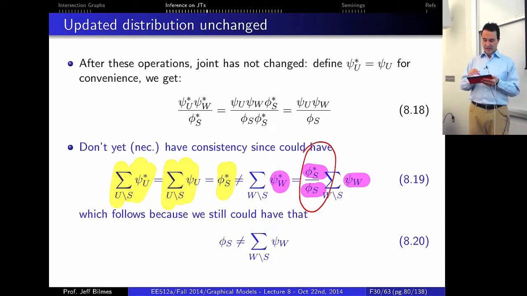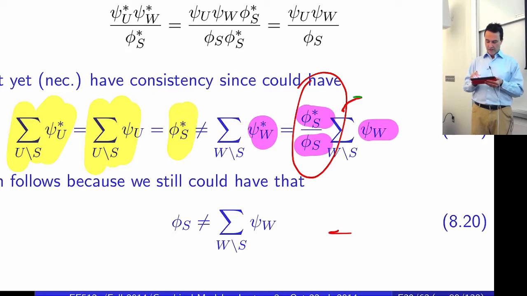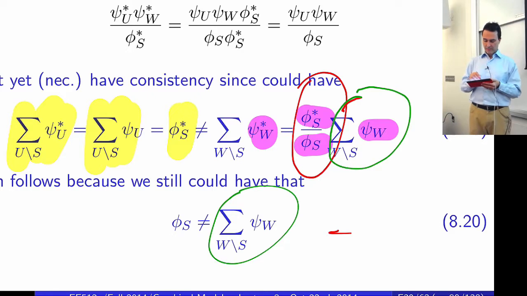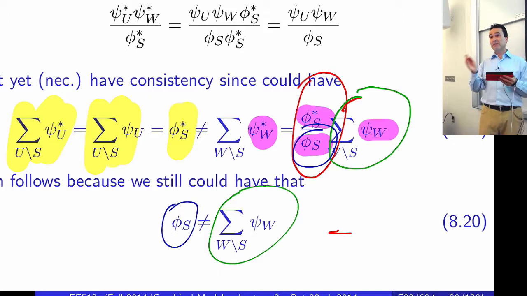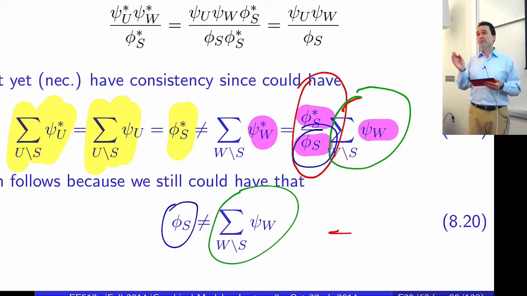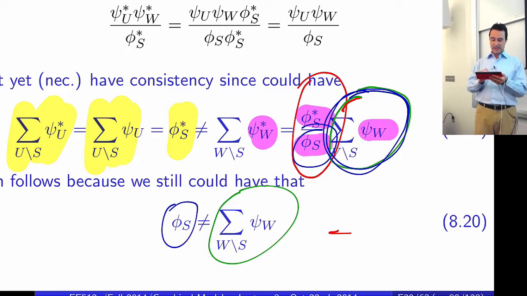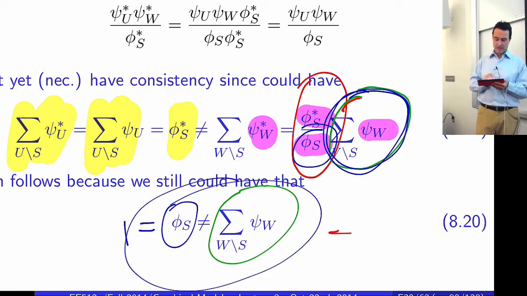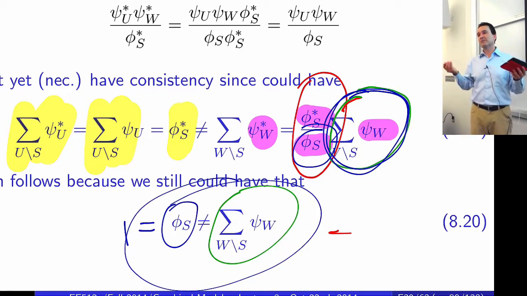But this term here is not necessarily equal to this, meaning that those two green things, this corresponds to this, and this corresponds to this. It's not necessarily the case that phi sub s is equal to the sum of the old potential function at w. In fact, we initialized phi sub s equal to 1, so it would be almost extraordinarily strange for this to be an equality. And that would be the thing necessary for us to have achieved true marginals, or at least this necessary condition for true marginals, namely consistency.